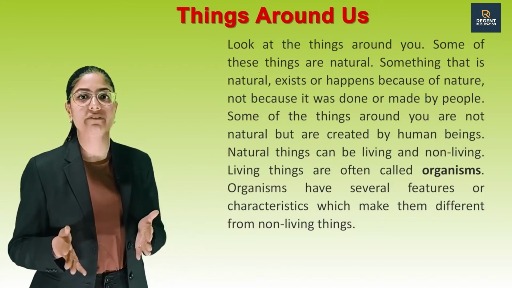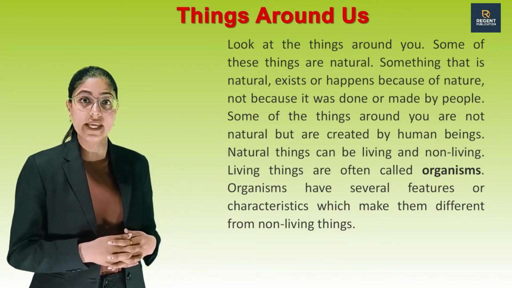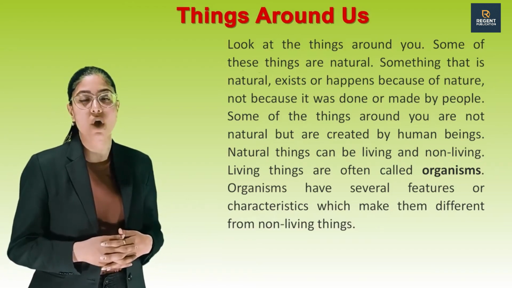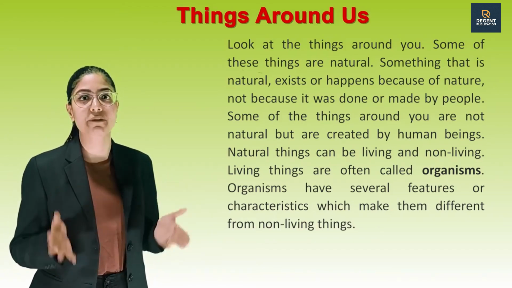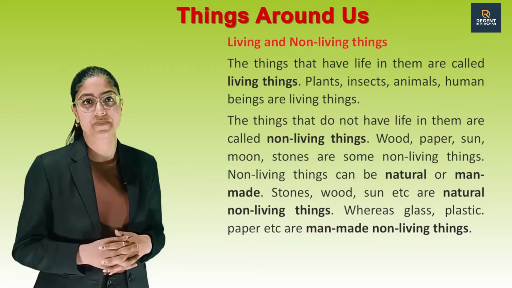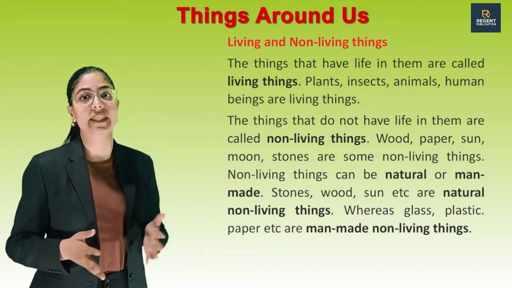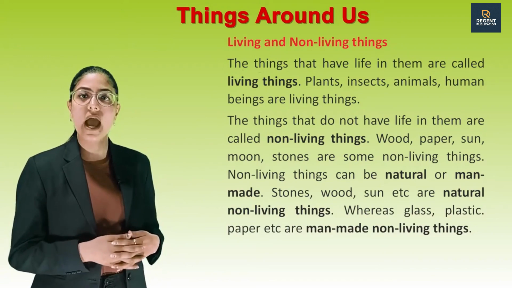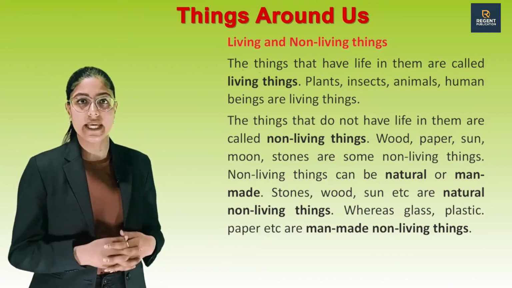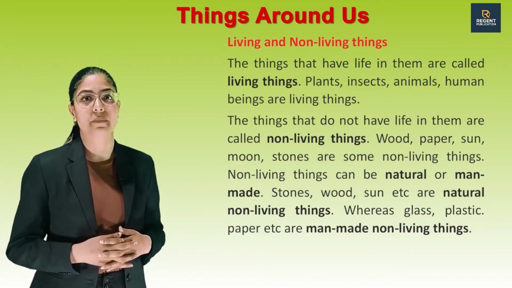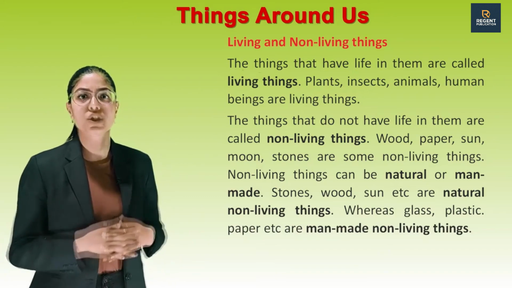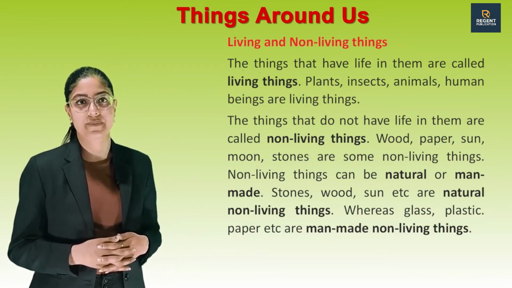Natural things can be living and non-living. Living things are often called organisms. Organisms have several features or characteristics which make them different from non-living things. Living and non-living things. The things that have life in them are called living things. Plants, insects, animals, human beings are living things. The things that do not have life in them are called non-living things. Wood, paper, sun, moon, stones are called non-living things.